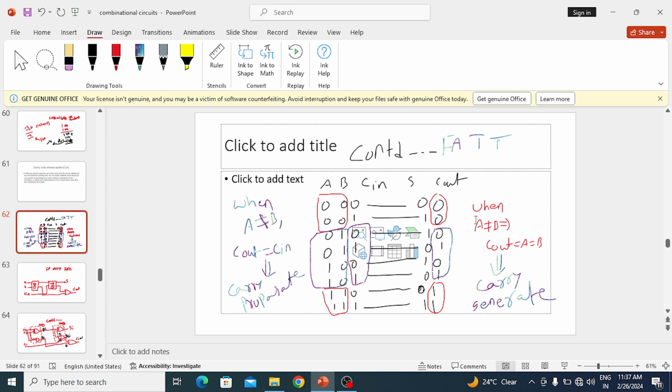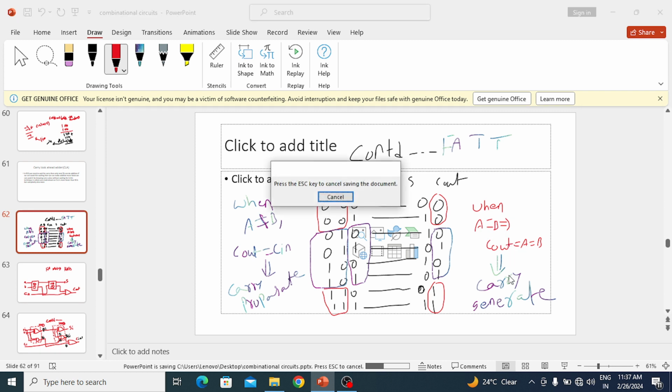So the point is, when a equal to b, the carry out is also the same as a or b.